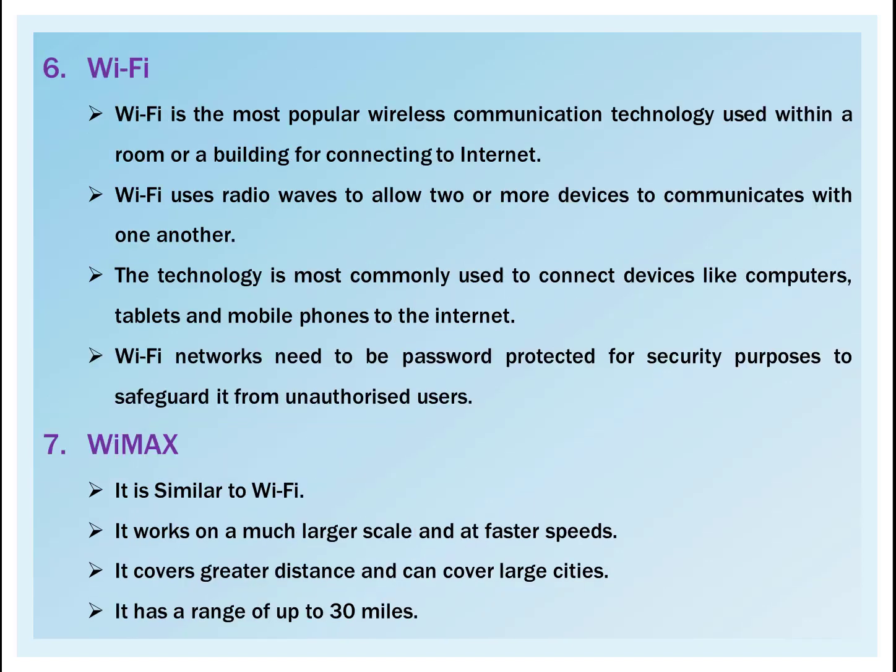Sixth is Wi-Fi. Wi-Fi is the most popular wireless communication technology used within a room or a building for connecting to internet. Wi-Fi uses radio waves to allow two or more devices to communicate with one another. The technology is most commonly used to connect devices like computers, tablets, and mobile phones to the internet. Wi-Fi networks need to be password protected for security purpose to safeguard it from unauthorized users.